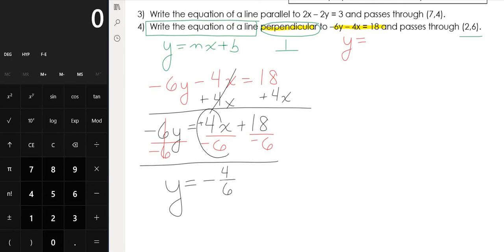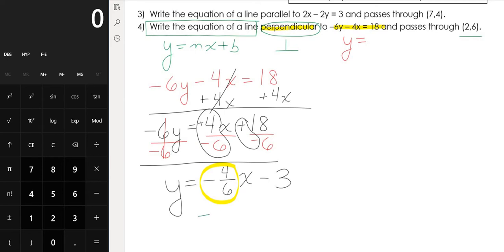Just take a look at the numbers. X, and again, 1 positive, 1 negative, so it's going to be a negative 18 over 6. 18 divided by 6 is 3. Now, take a look at the slope. Negative 4 over 6, that is not your final slope. Remember that slope always has to be in simplest form.